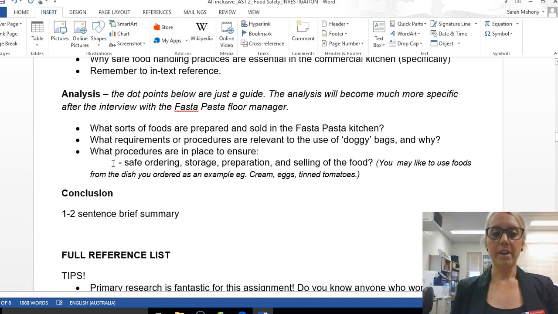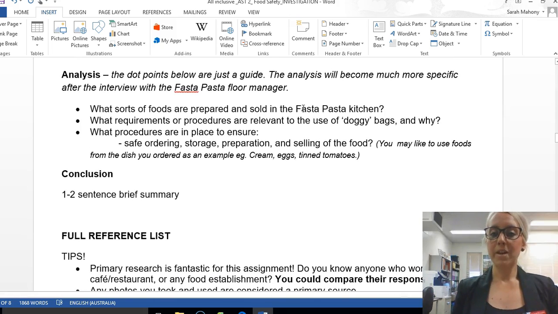Now we go into some analysis. So we've basically set the scene and set the background. Now we want to give some primary examples. The dot points below are just a guide, and the analysis will become much more specific after the interview with the Faster Pasta floor manager and may change depending on what information they provide us on the excursion.